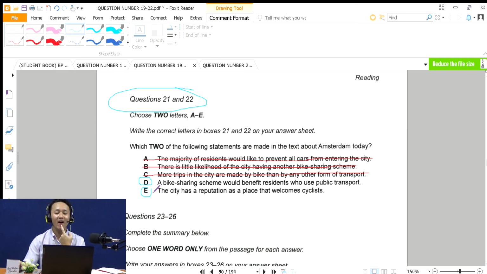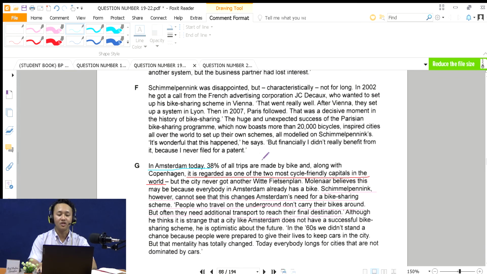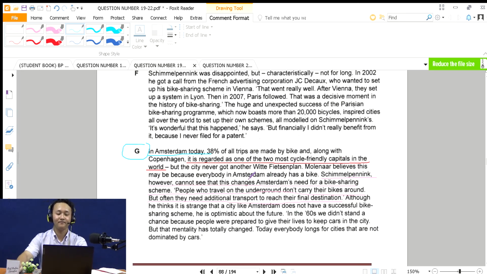Okay, so we need to find information about Amsterdam today. Remember, go find the information on Amsterdam today. You will find the information in paragraph G here in Amsterdam today, and then there you go, the information.